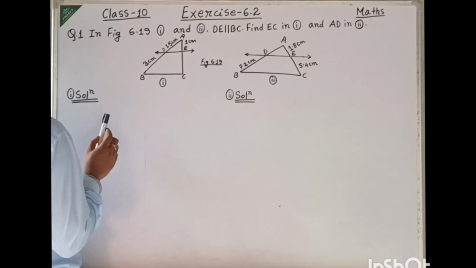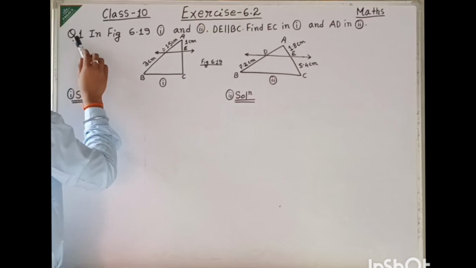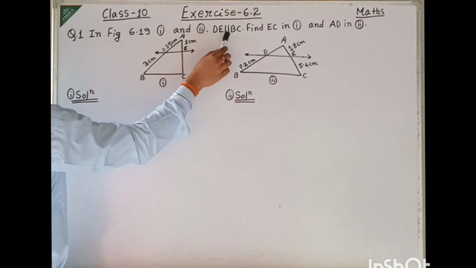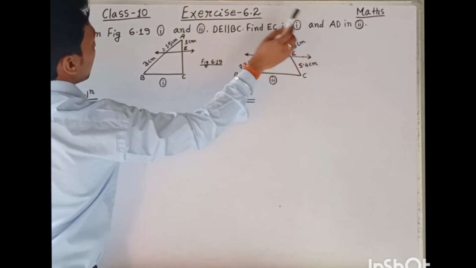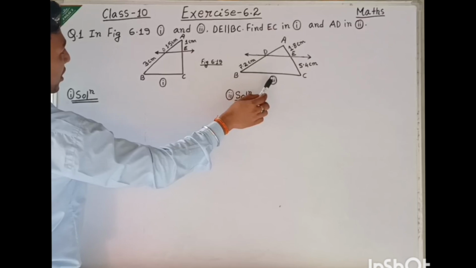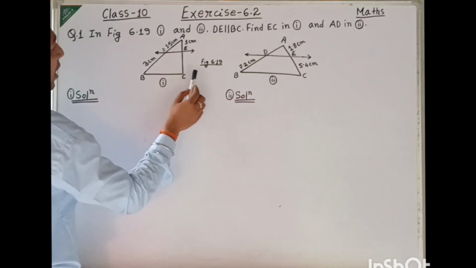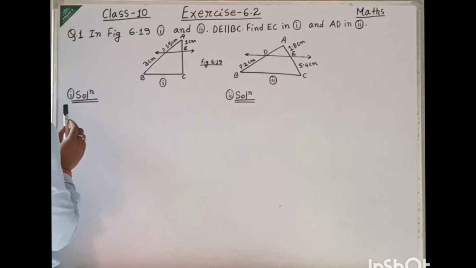Today I am going to teach you class 10 maths exercise 6.2. In question number 1 we have, in figure 6.19, 1 and 2: DE parallel BC. Find EC in 1 and AD in 2. This is figure 1 and this is figure 2. From figure 1 I will find the value of EC, and from figure 2 I will find the value of AD. So this DE is parallel with this BC line, so I can apply here Thales theorem or BPT theorem.